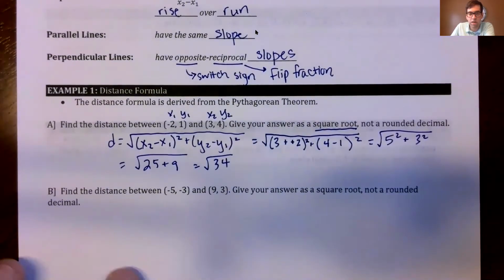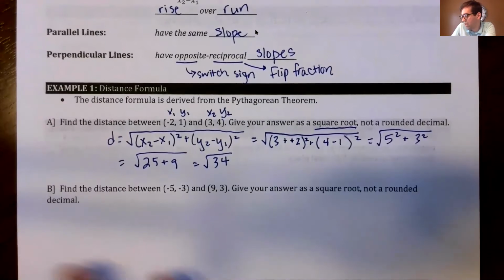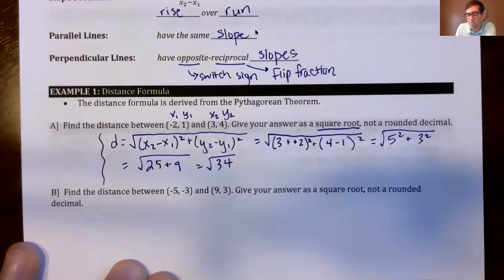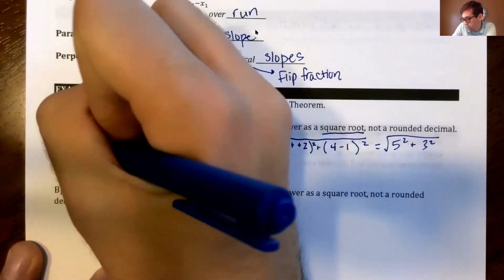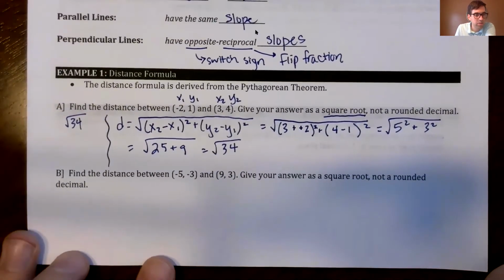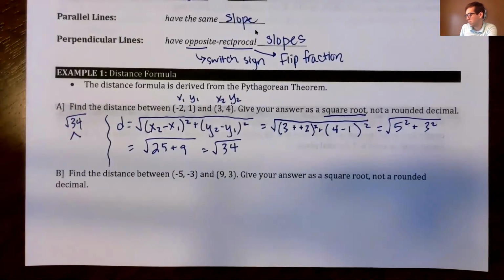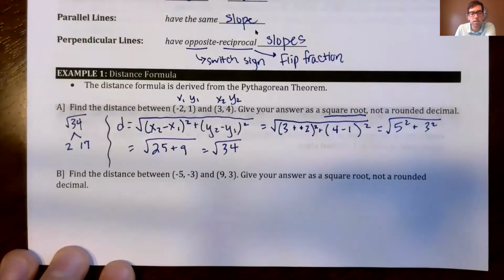And the question said to give our answer as a square root, not a rounded decimal, but we want to simplify this square root. So I'm going to think about, okay, can the square root of 34 be simplified? The way that I usually do this is to write down the prime factorization with a prime factor tree. So you might have done this before. I think most of you probably have. If we start with the square root of 34, we got to think, what's an example of two numbers that multiply to get 34? The first thing I think of is that it's even, so it can be divided by 2. And it's 2 and 17.